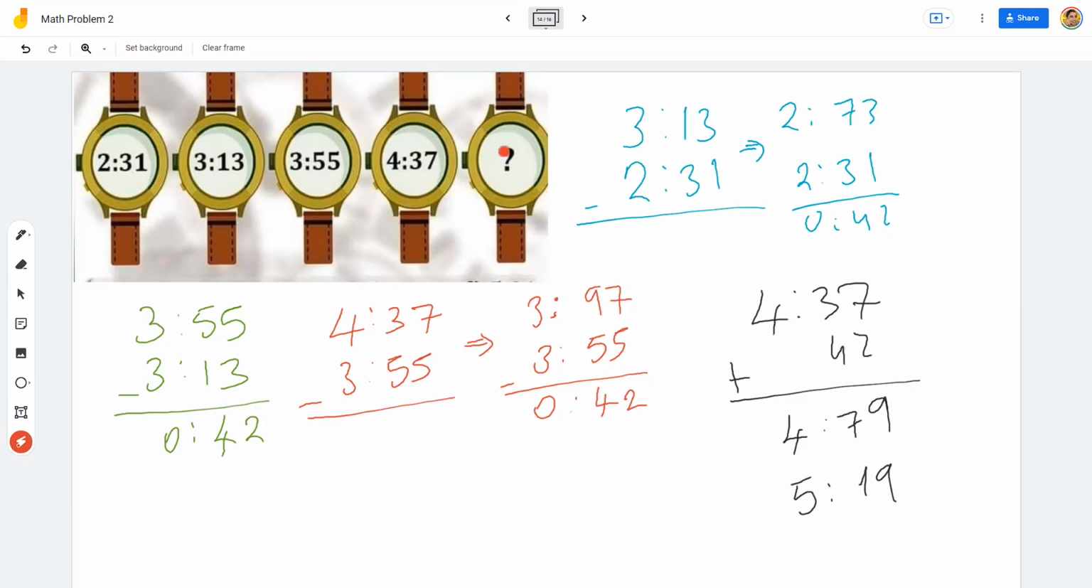So it means for the next time, the relation between these two will be 42 minutes more. So we add 42 minutes to this one. When you add it, you get 4 hours 79 minutes. But to make it simpler, if we transfer 1 hour here, it means 60 minutes. So subtract 60 from here, the hour part will increase by 1, and the minute part will be 19. And this is the final question, and it's quite a hard one.